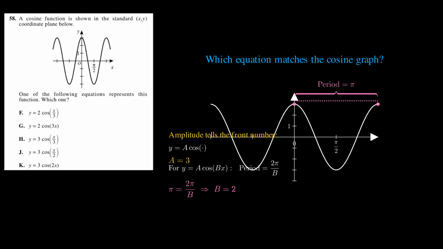Now remember the formula. For y equals a cosine bx, the period equals 2 pi divided by b. So we set period equals pi, so pi equals 2 pi divided by b, solve that. b equals 2. That means the inside must be cosine of 2x. We now know amplitude is 3. b is 2, so the equation is y equals 3 cosine of 2x.